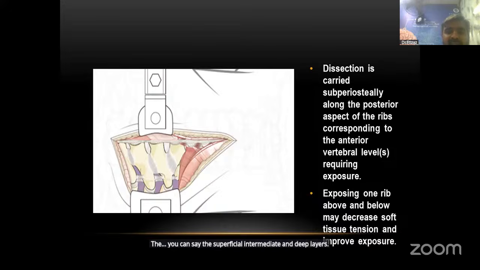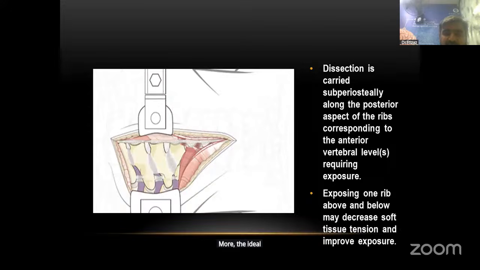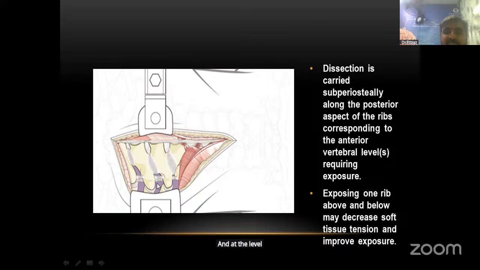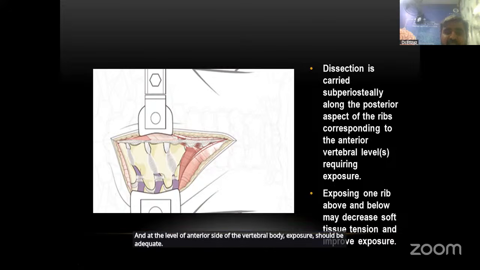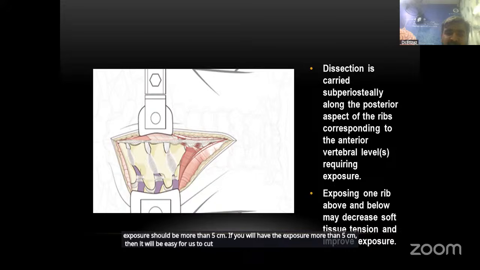Okay, after giving the incision, whatever you are comfortable with, the ideal incision is the paramedian. Dissection is done subperiosteally along the posterior aspect of the ribs. All the muscle we will dissect, and at the level of the anterior side of the vertebral body, exposure should be adequate. Exposure should be more than 5 centimeters. If you have exposure of more than 5 centimeters, then it will be easy for us to cut down the rib for 5 centimeters.